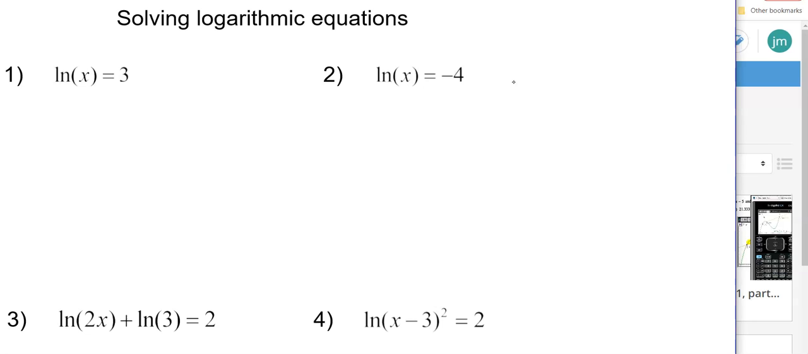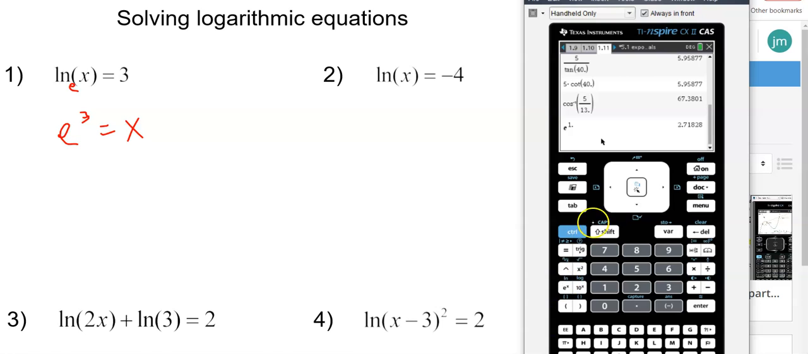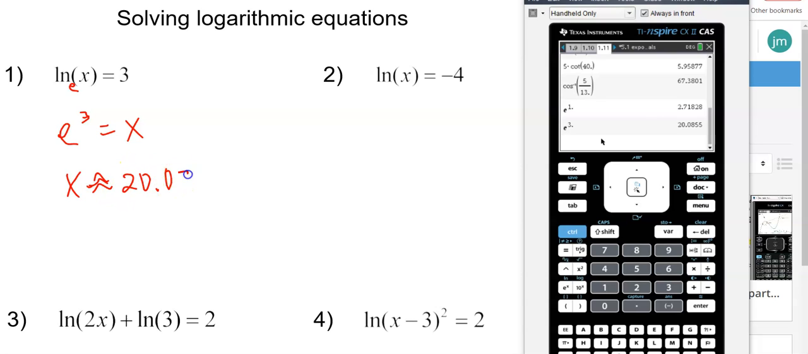Okay, so solve these equations. Again, you're going to change the form. When you're first starting out, it's a good idea to go ahead and put the e in there. It helps you change the form a little easier. So this would be e to the third equals x. That's the exact answer. If it was a no calculator section, that's the answer I'd want. If you're in the calculator section, you can hit the e to the x key, say e to the third. I'm going to put a decimal point so I get a decimal. So x is approximately equal to 20.0855.